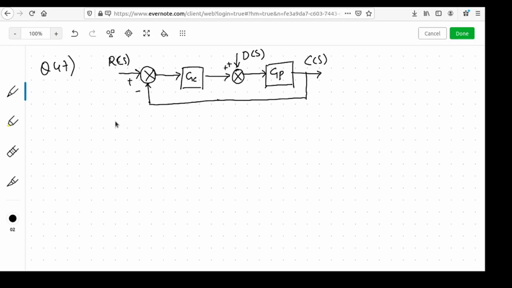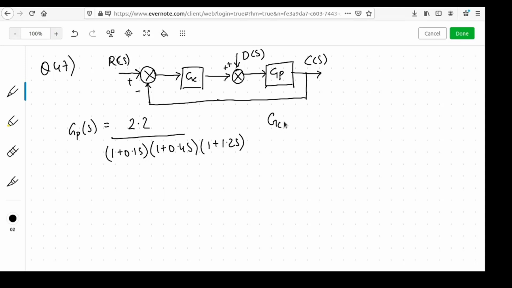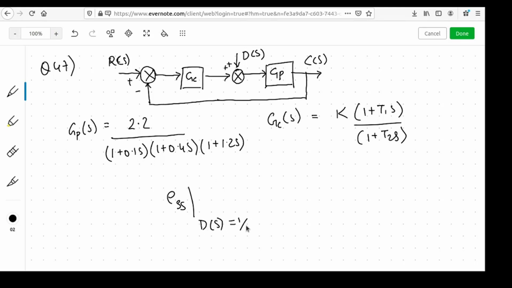So the transfer functions given are Gp(s) = 2.2 / ((1 + 0.1s)(1 + 0.4s)(1 + 1.2s)), and the compensator is given as Gc(s) = k(1 + T1s)/(1 + T2s). We are asked to find the minimum value of k for which the steady state error when the disturbance input is unit step is less than or equal to 0.1.